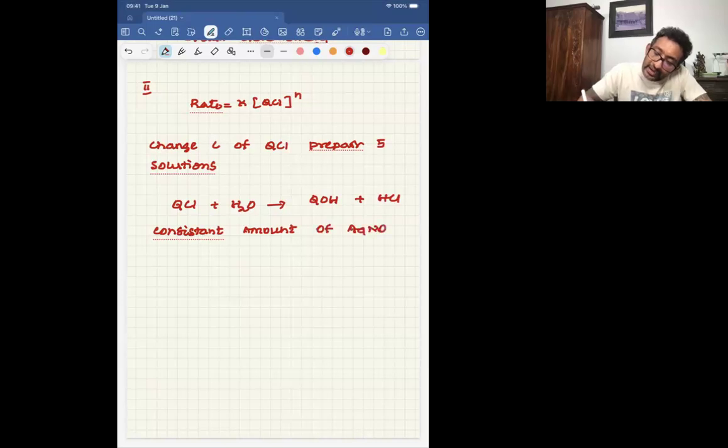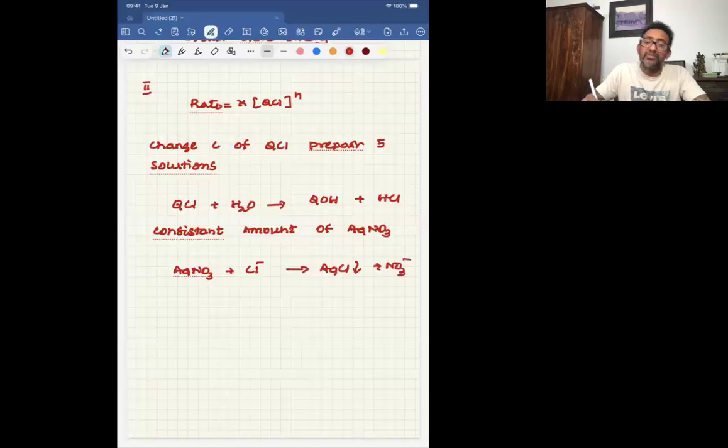When you add silver nitrate, it gradually starts to react with the chloride formed and forms silver chloride. Silver chloride is a precipitate. Precipitates give you turbidity. So you prepare different QCl solutions and add the same amount of silver nitrate to everything, place it on a cross and keep looking at it, like the sulfur reaction, the thiosulfate HCl reaction.